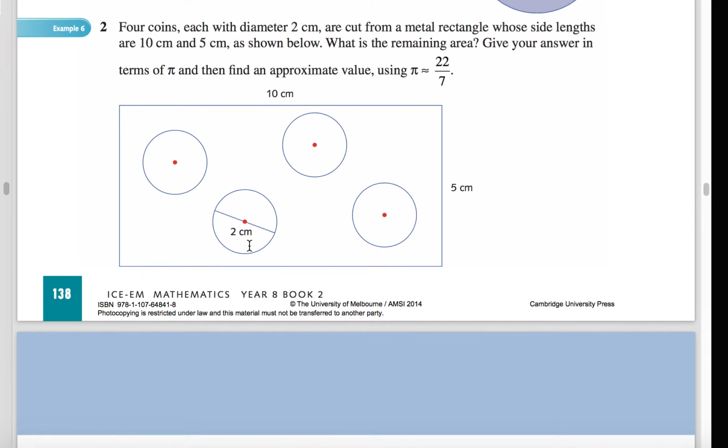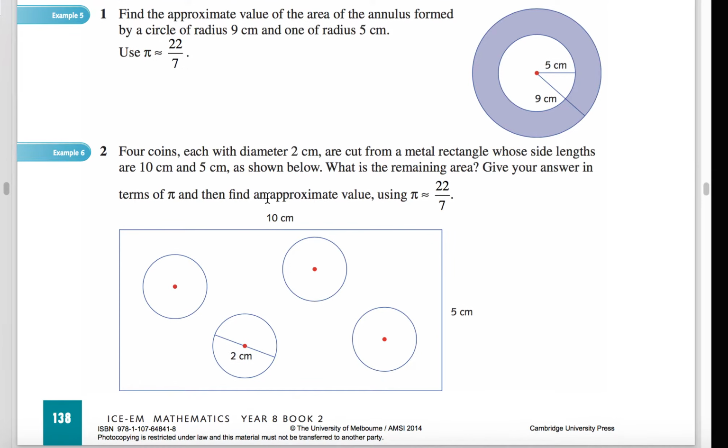Now 4 coins, each with diameter of 2 centimeters, are cut from a metal rectangle whose side lengths are 10 centimeters and 5 centimeters as shown below. What is the remaining area? So these 4 circles are being cut from this rectangle metal. So what is the remaining area? And you have to give your answer in terms of pi as well as the approximate value. So let's have a look.